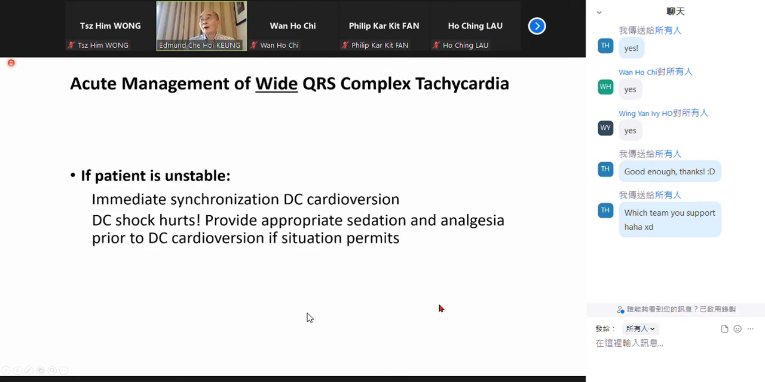Now, wide complex tachycardia. It's not irrelevant now, because we know from this lecture, hopefully, a good idea whether we're dealing with VT or SVT with aberrancy. If unstable, shock the patient. Synchronized shock, and sedation is important.